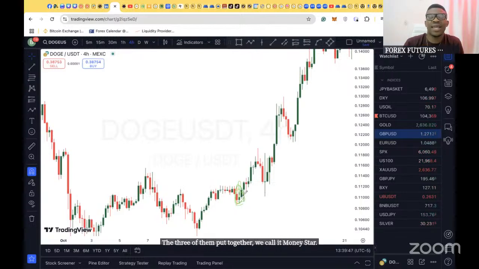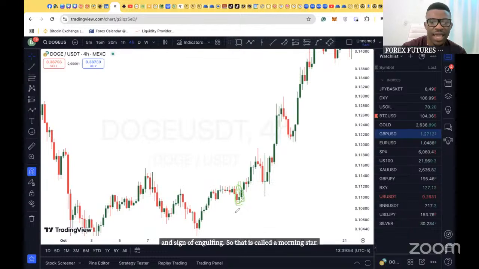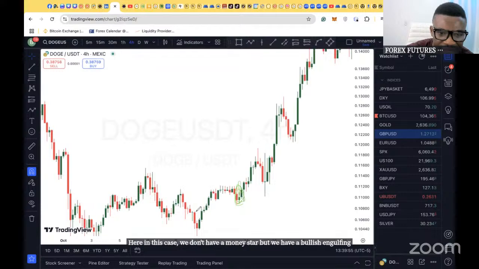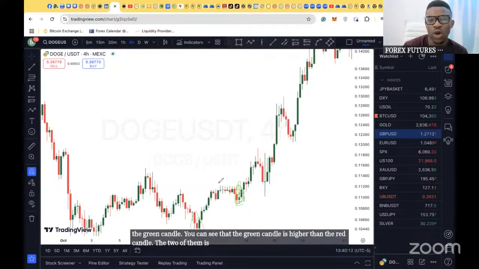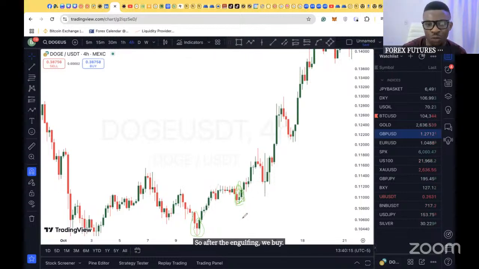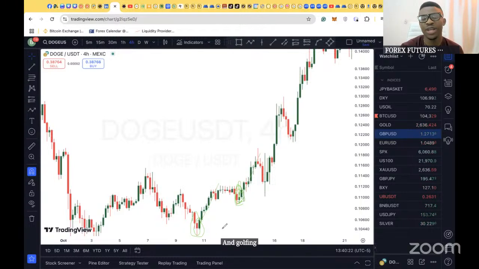So it's just like saying that this one gave us the engulfing, but the third one gave us a push and sign of engulfing. So that is called a morning star. Here in this case, we don't have a morning star, but we have a bullish engulfing. The 1, 2, 3 candles are no more a morning star, but you look at 1 and 2, the red candle and the green candle. You can see that the green candle is higher than the red candle. So the 2 of them is engulfing. So after the engulfing, we buy. It's a signal. After the 3 candle pattern, we buy. So we are looking for either an engulfing candle or a 3 candle pattern. That forms our signal to buy.